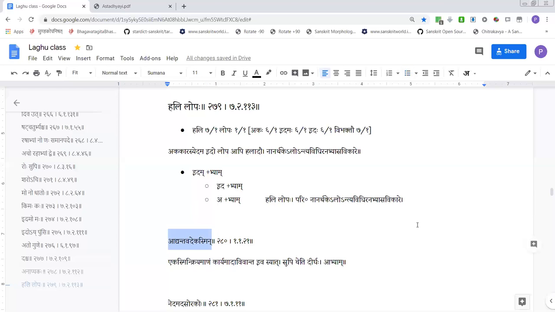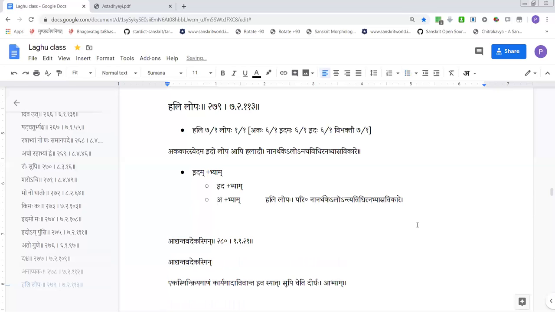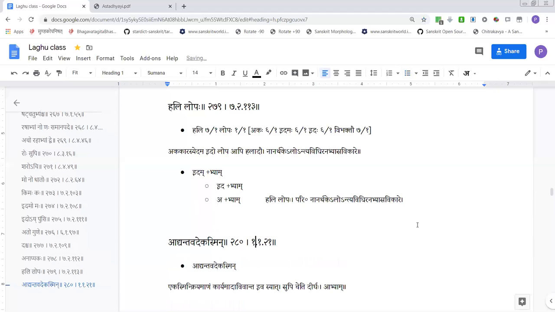Adyantavad ekasmin. This sutra is needed. What this says is: adyantavad ekasmin. Adya, adyantavat, vati pratyaya, ekasmin. I don't think we need any anuvritti. 1121, so no anuvritti there. Ekasmin is saptami ekavachana.